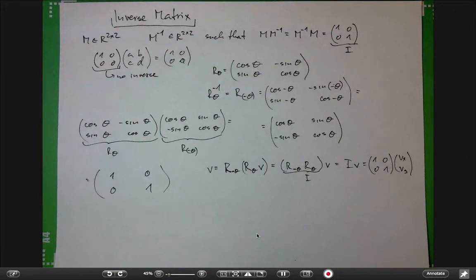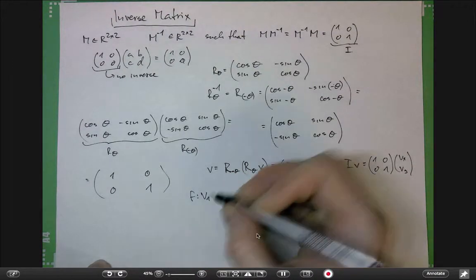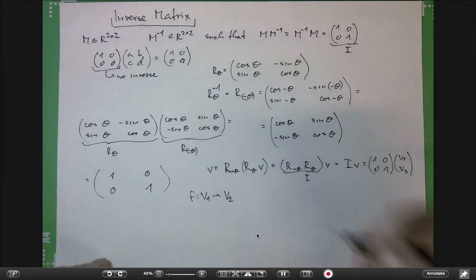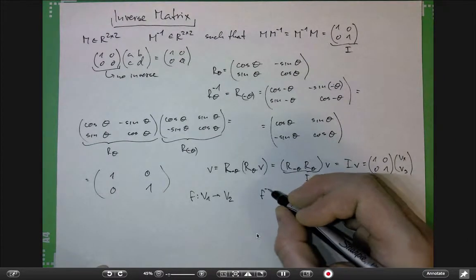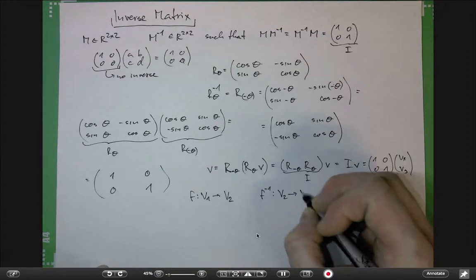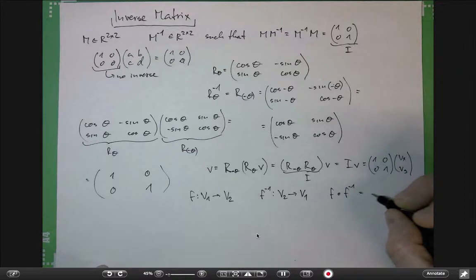So in general, if you think about it as transformations, matrices are the special case that they are representing linear transformations. You can think about functions in general. If I have a function, it doesn't even have to be between vector spaces. It could be any sets. If I have a function mapping from v1 to v2, then the inverse would be mapping from v2 to v1, such that when I compose them, I get the identity mapping.